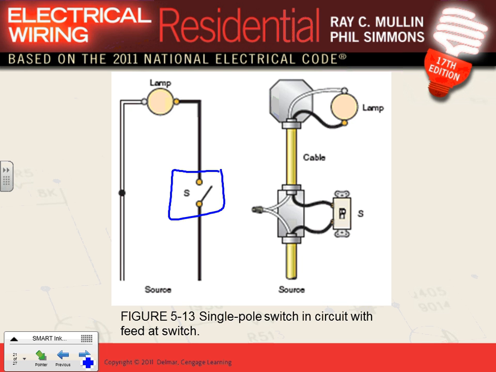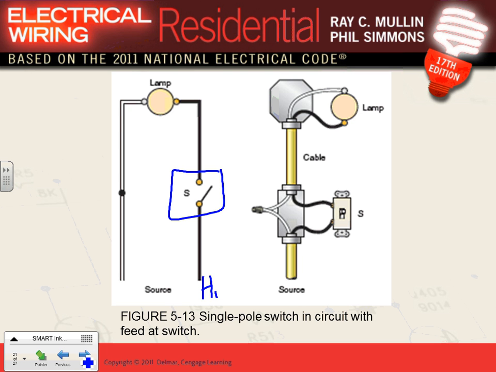When we switch, do we switch the hot? And you can switch the hot or the neutral, by the way. We switch the hot, safety factor, right? So when you land your switch, first you have to bring your hot to a switch. Why? To control it. Then you take it to the load, the light. The neutral can go right into the light.